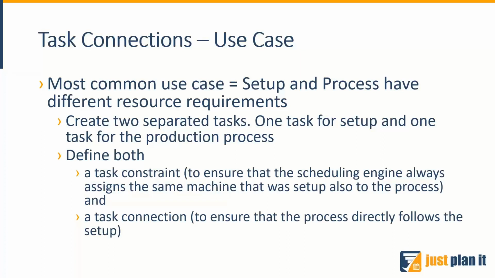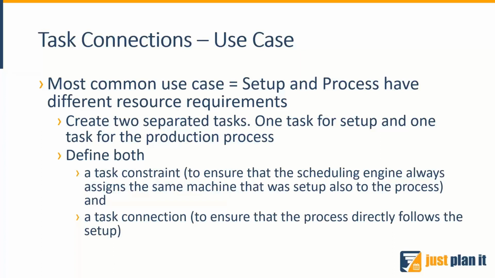So then, last but not least, before we switch to the Just Planet app, let's have a look into the most common use case. The most common use case for sure is that you have a starting setup of a machine where you would need an operator that has a skill to do the setup, plus obviously the machine that must be set up. And afterwards, the operator can leave the place and the machine can run the process independently after setup, right? So here we have got actually two tasks with different resource requirements, because the first task, the setup, needs two resources, operator and machine, while the second task just needs a machine.